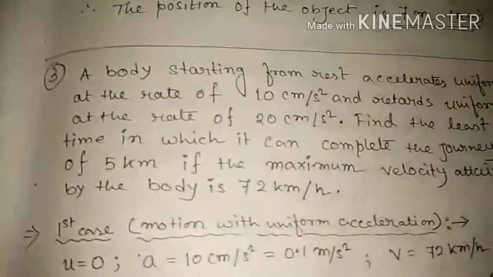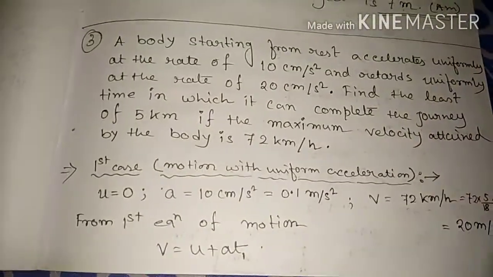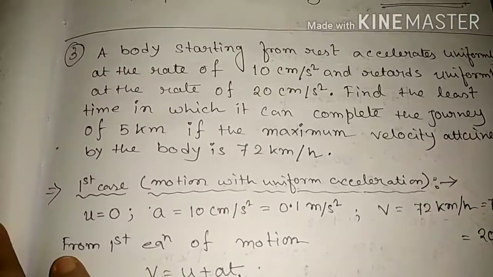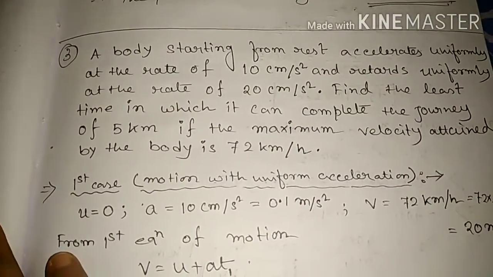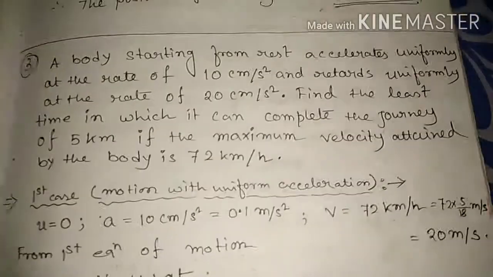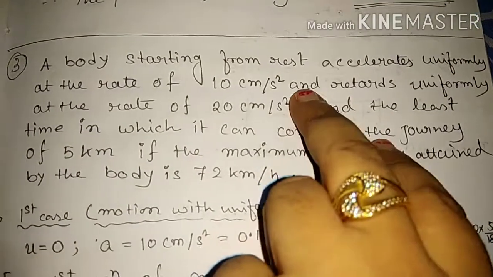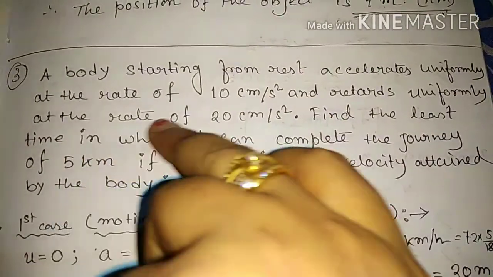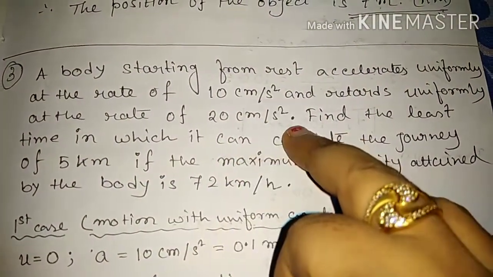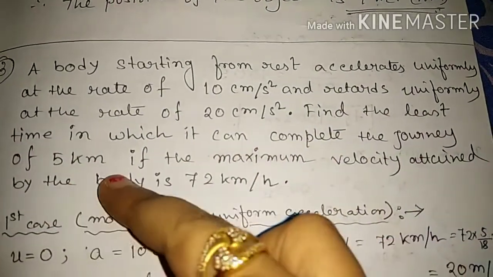Now next another one. A body starting from rest, that means u equals 0, accelerates uniformly at the rate of 10 centimeter per second square. Okay, we converted it into meter per second square. Then v equals 72 kilometer per hour, and retards uniformly at the rate of 20 centimeter per second square. Find the least time in which it can complete the journey of 5 kilometer.